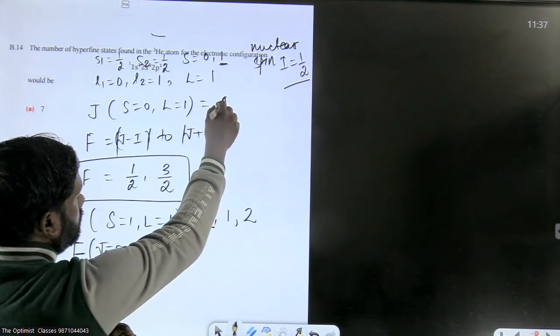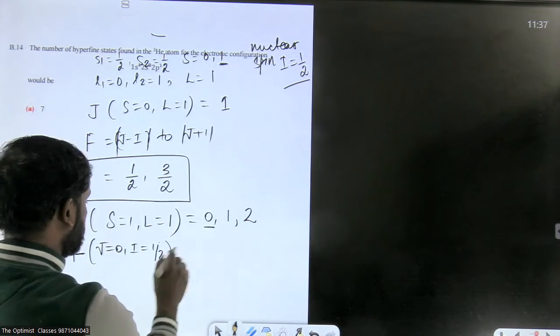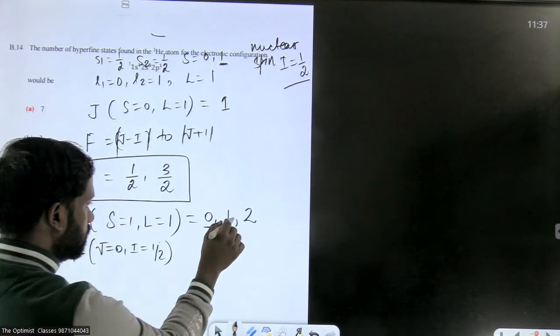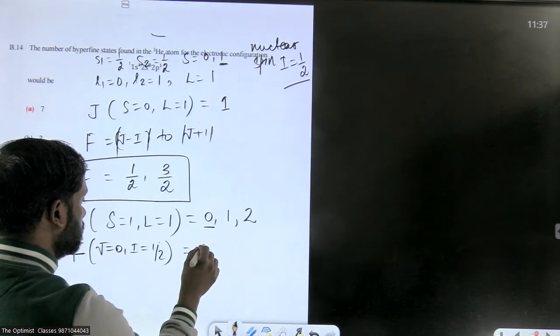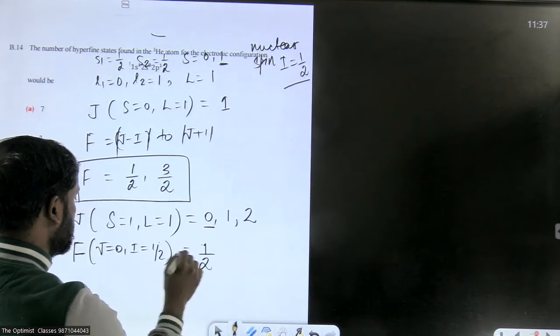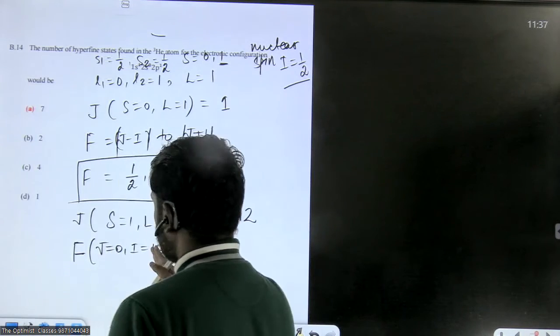J was only one value. Now here we have 3 values of J. So I'm using J equal to 0 and I equal to half. So this will give you half only, because J minus I to J plus I.